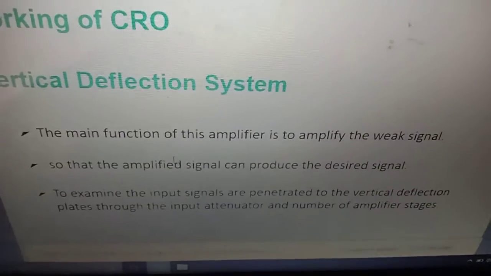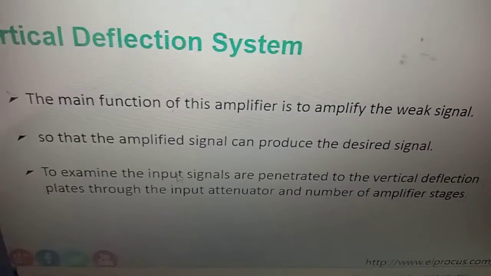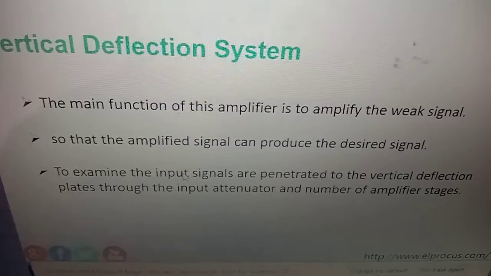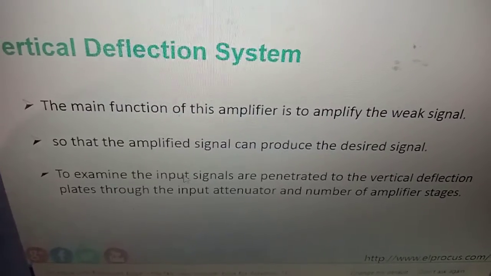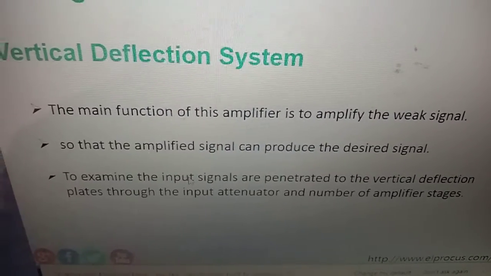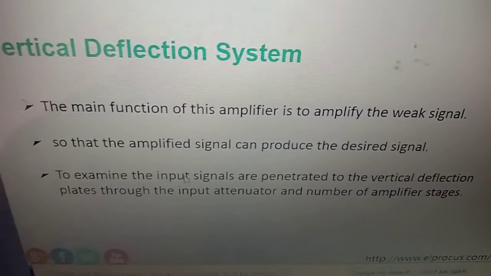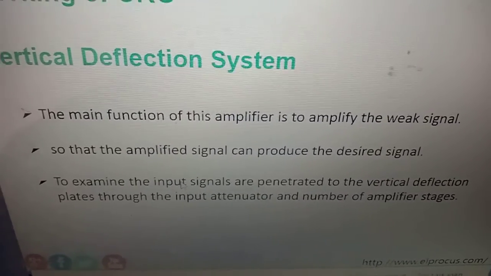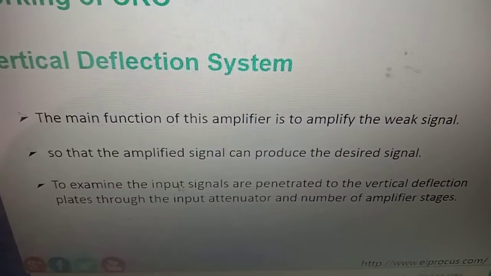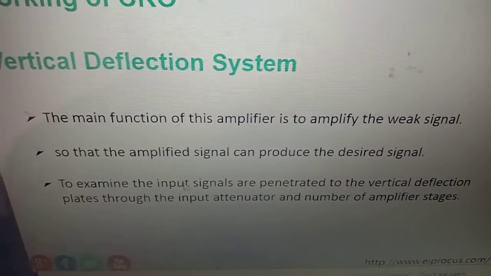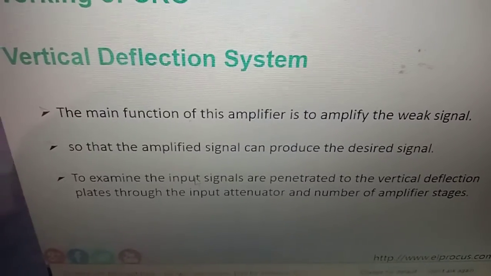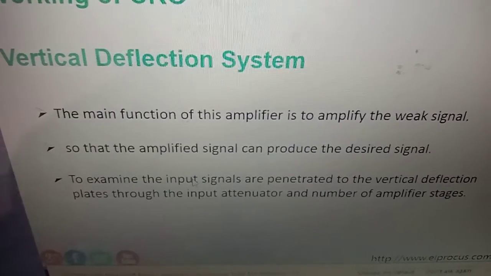What is the purpose of the vertical deflection system? The main function of this amplifier is to amplify the weak signal. The amplified signal produces the desired display. To examine the input signals, they are applied to the vertical deflection plates through the input attenuator and a number of amplifier stages.